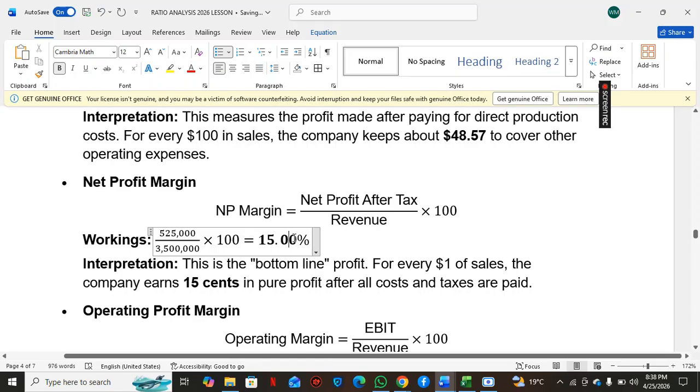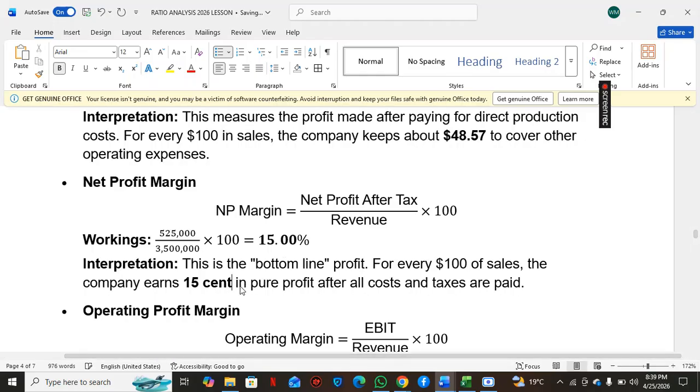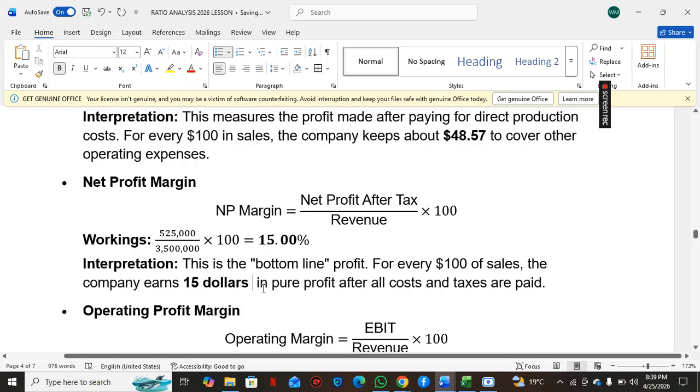So out of this 3,500,000, 15% of it is net profit. Or for every $1 of sales, let's even use $100 of sales because we did the same for gross profit. For every $100 of sales, 15% of $100 is $15. $15 is net profit.